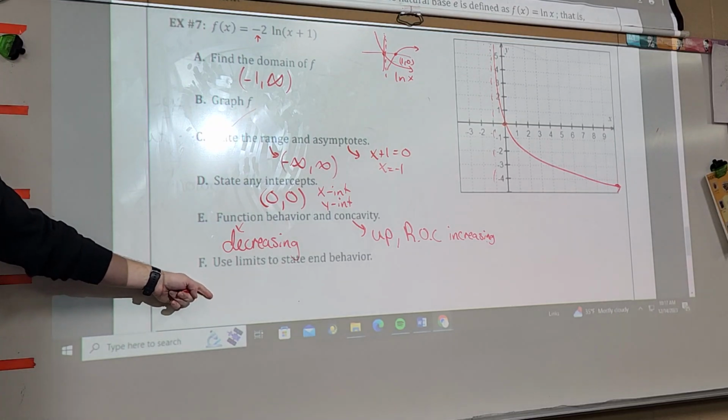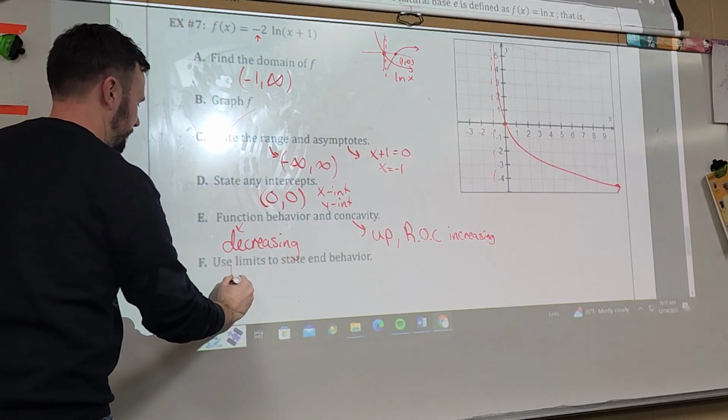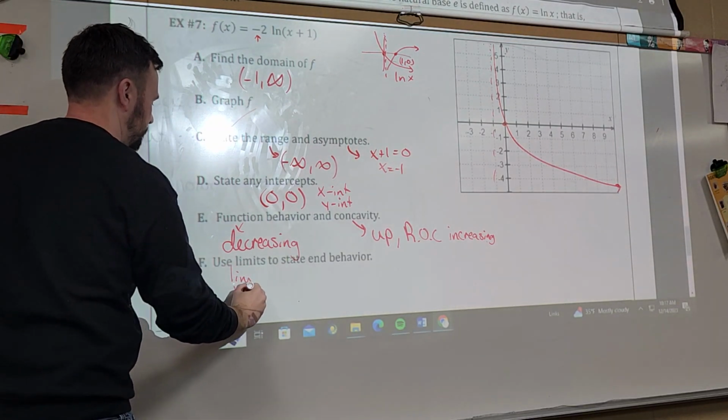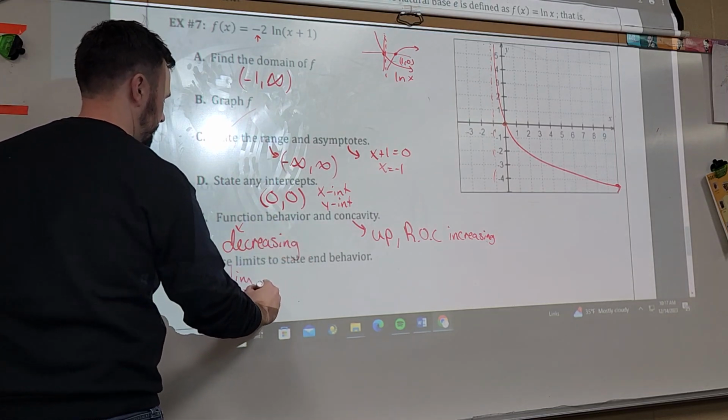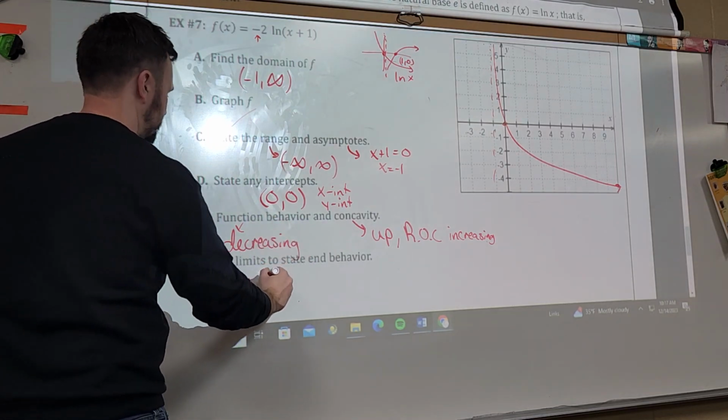Now we do our limits. I'm going to do my limit as x approaches infinity. What do they call this? f of x?